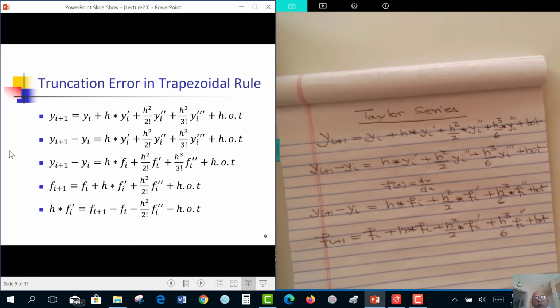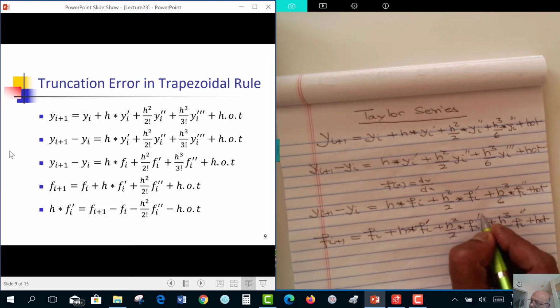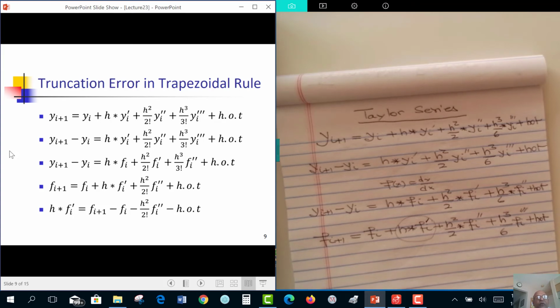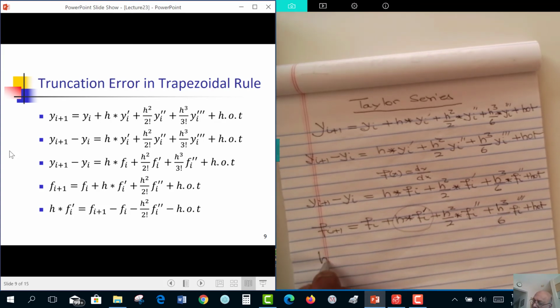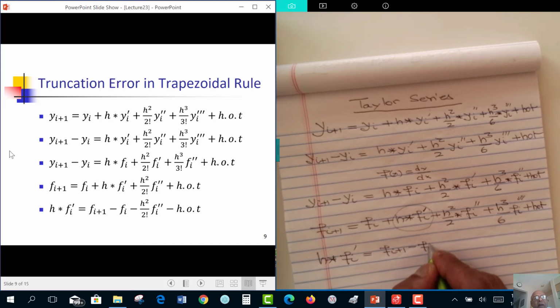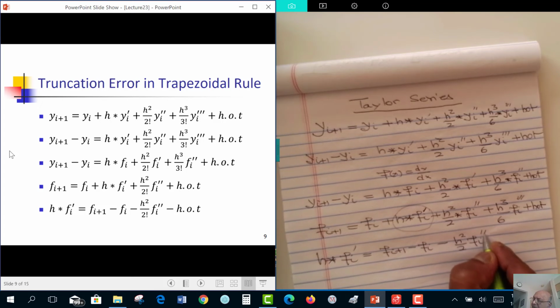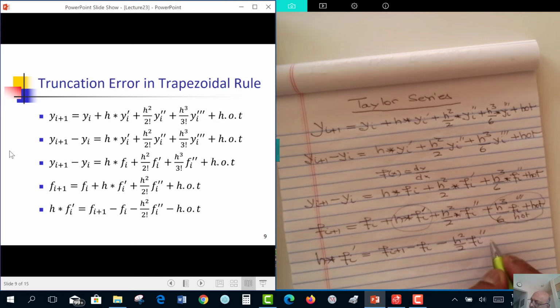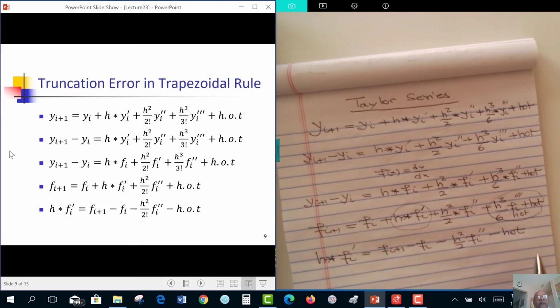Right. So what we are going to do is, from this equation, did I make a mistake? Oh, this is single prime, double, triple, sorry. From this equation, we are going to extract out this quantity. So we'll write h times fi prime is fi plus 1 minus fi minus h square over 2 fi double prime. And actually, I'm not going to expand this. This is all higher order terms. Okay.